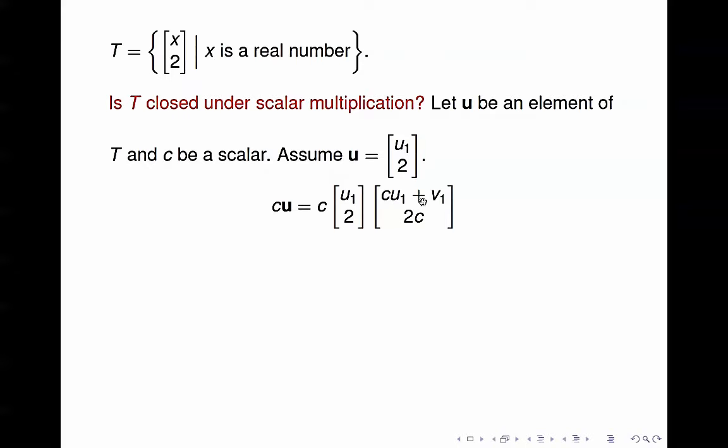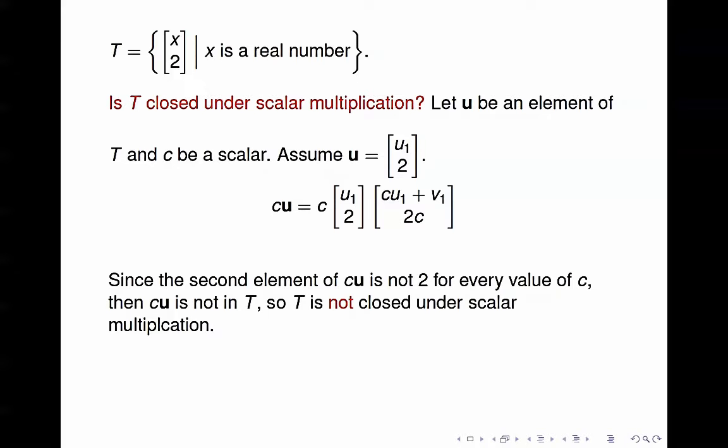But what's important really is the second component, the 2c here, because what we want to know is, is that 0? And the answer is, well, it's 0 only if c is 0, and c is not restricted to be 0, and therefore we can easily come up with a counterexample to show that we can take a scalar multiple of an element of T and end up with something outside of T. So T is not closed under scalar multiplication.